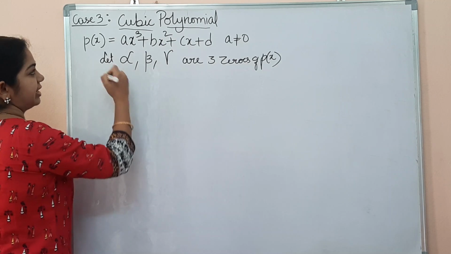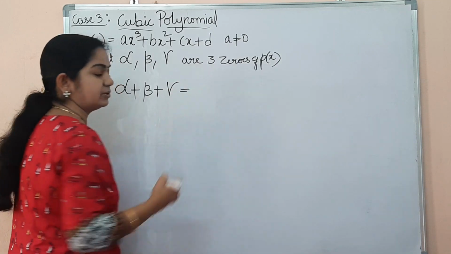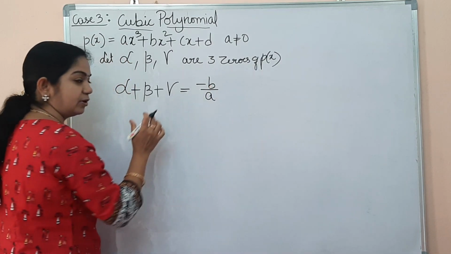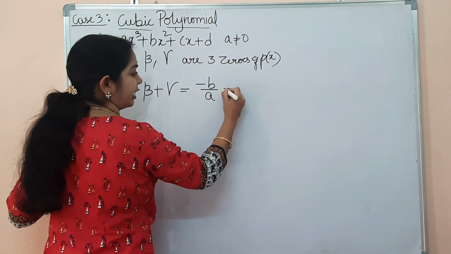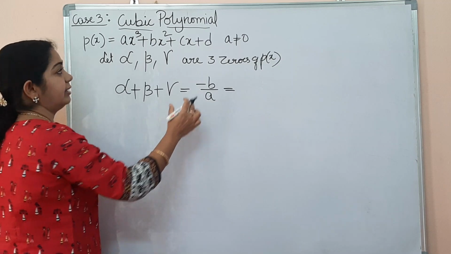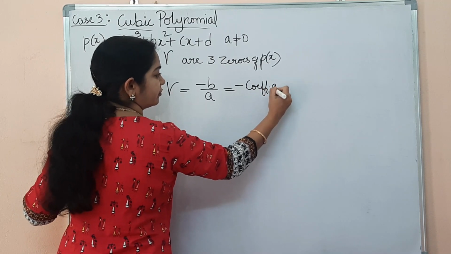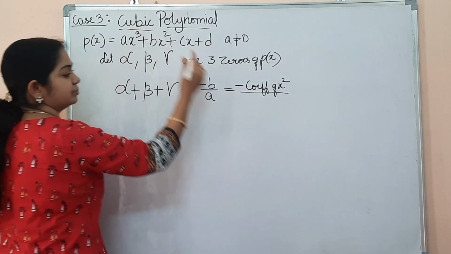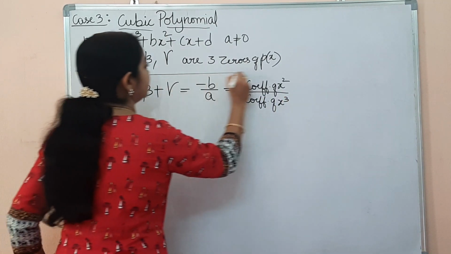Now here, as we have in the case of quadratic, we will take the sum of the zeros. The sum of the zeros, always remember, is minus b by a. Whatever polynomial it is, whether it is linear, quadratic or cubic, it is minus b by a. Now we will write the general form here for minus b by a. Here b is a little bit changed, right? b is the coefficient of x square. So minus coefficient of x square, and a is the coefficient of x cube. So this is the relationship.